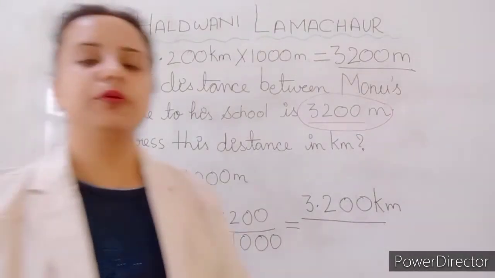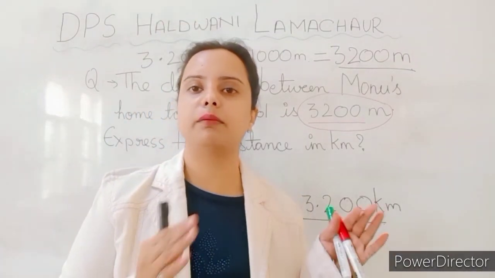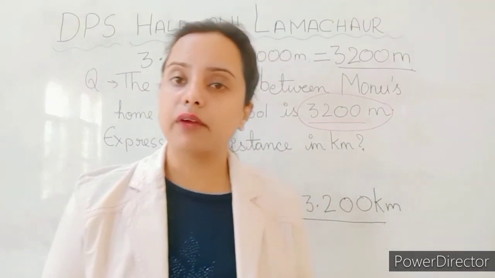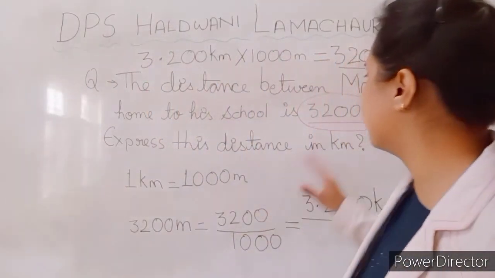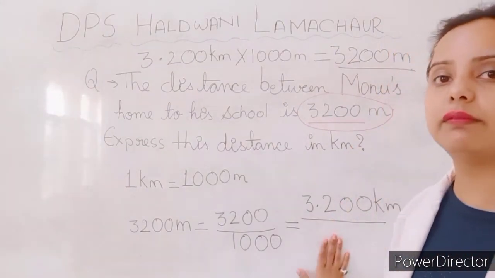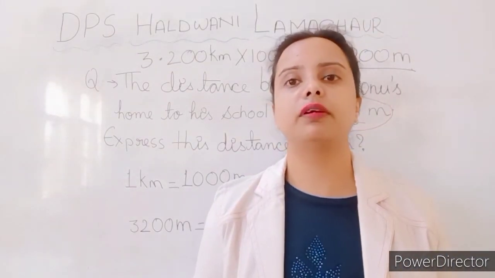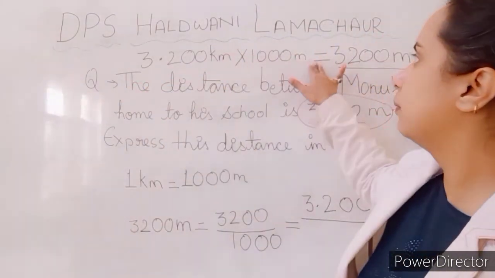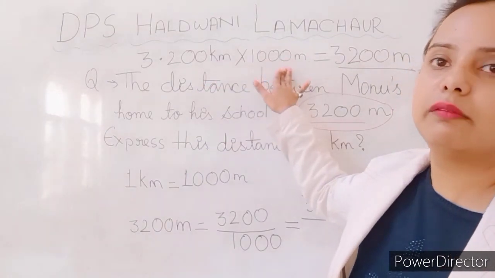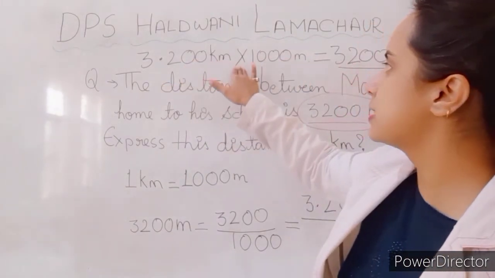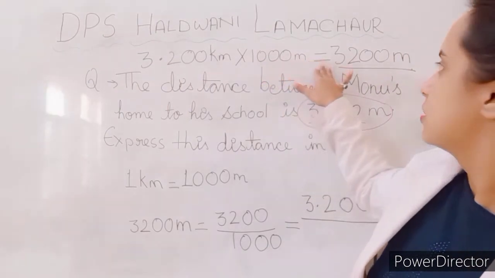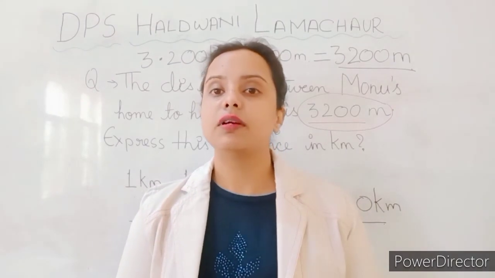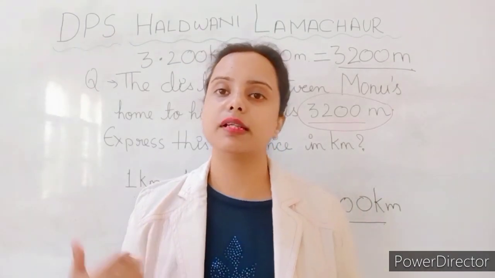So I hope you understood how we can convert a bigger unit to a smaller unit and a smaller unit to a bigger unit. When we have to convert the smaller unit into a bigger one, we will divide. And if we have to convert the bigger unit to a smaller one, then we have to multiply. So here we will get the answer. Students, I hope you understood how we can convert it and solve it.